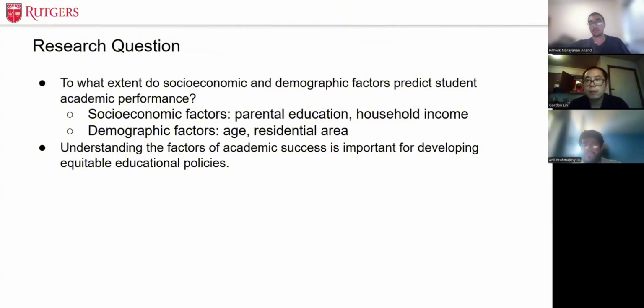Our main research question was, to what extent do socioeconomic and demographic factors predict student academic performance? We were motivated by the idea that educational success is influenced by more than intelligence or effort alone. Factors such as parental education, attendance, and lifestyle may also contribute significantly to student outcomes. By identifying which non-academic factors most heavily influence grades, educators can better implement targeted intervention programs for at-risk students.